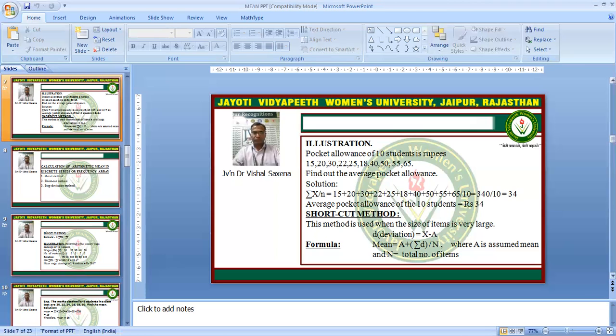So to apply this formula, first we have to calculate the deviations, which is given by the formula X minus A, and initially we have to assume one value from the data as the assumed mean. And then we have to apply the formula to find out the mean.